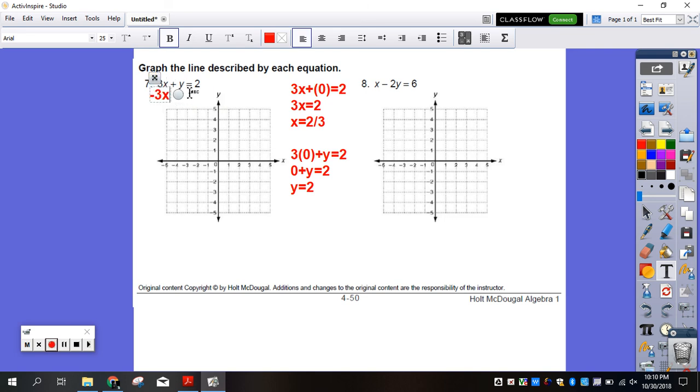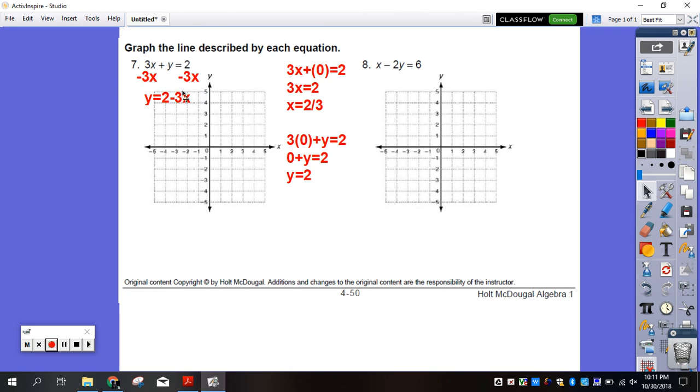So I'd subtract 3x here, and I'd subtract 3x here. And once I do that, 3x minus 3x, that cancels. 2 minus 3x, well, those aren't like terms. So I would just have to leave them separate as 2 minus 3x. Now I have an equation in slope-intercept form.